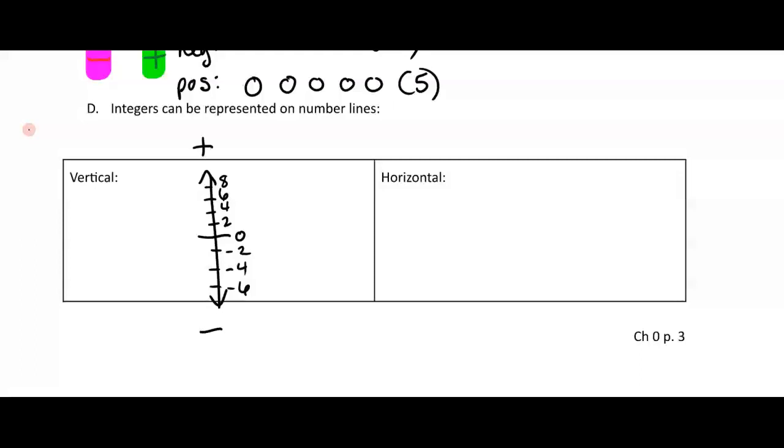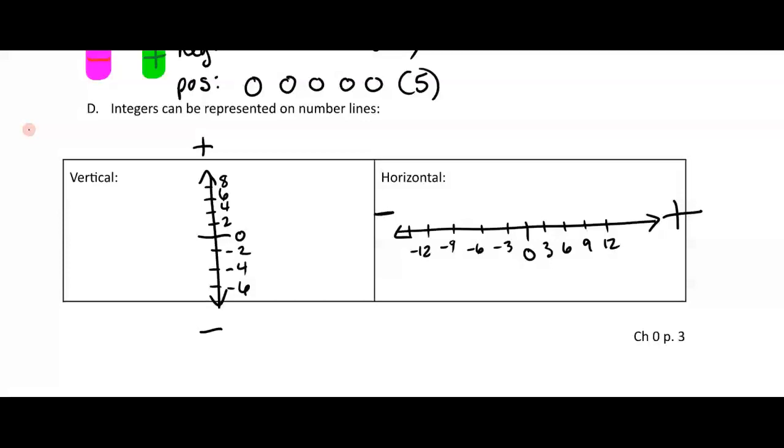More frequently, we'll use a horizontal number line, where 0 is in the middle and positive is to the right. Positive to the right and negative to the left. One way I help myself remember it is it's right to be positive, positives to the right.